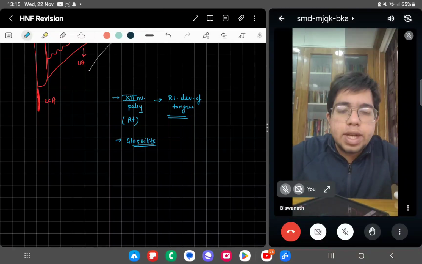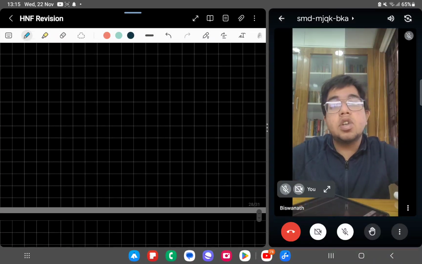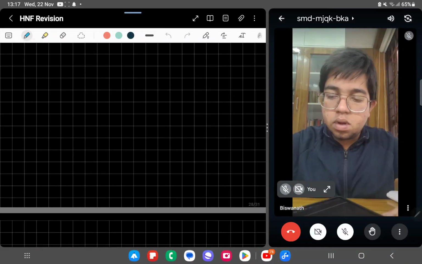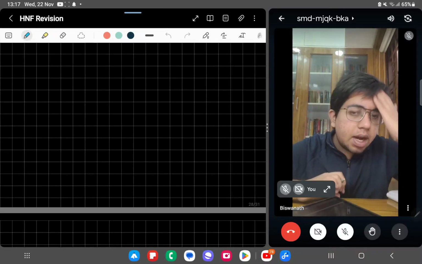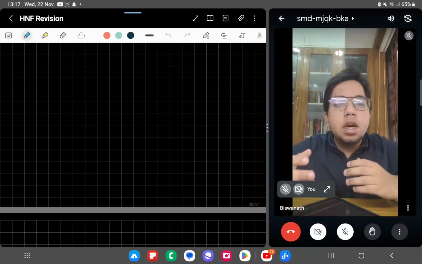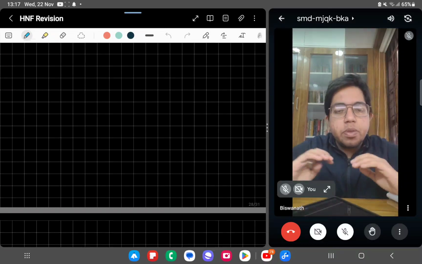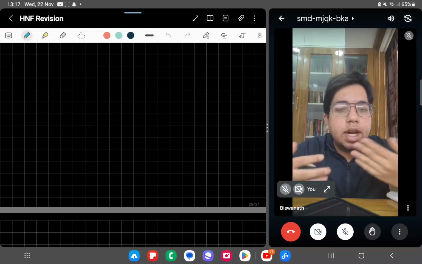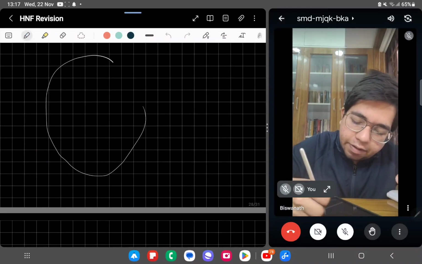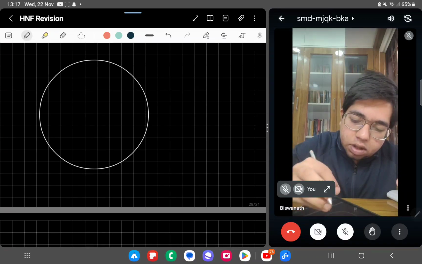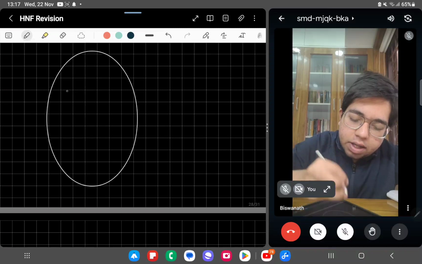So let's move on to the next concept. If you want to know the muscles of the face, sometimes they are asked: the muscles of the face, your orbicularis oculi, your procerus, your risorius and your LLSN muscle. So you can just get an introduction to the muscles of the face. Let's make it oval. This is the face.